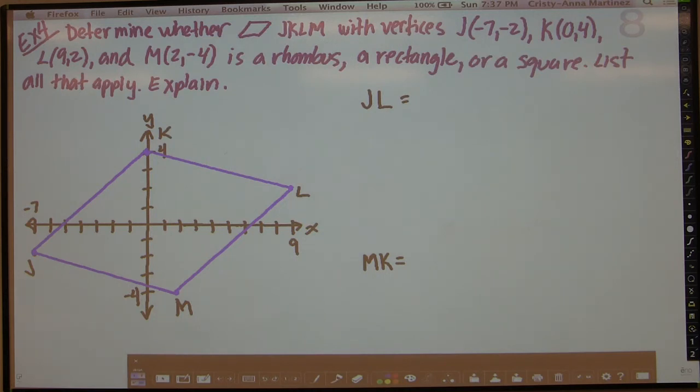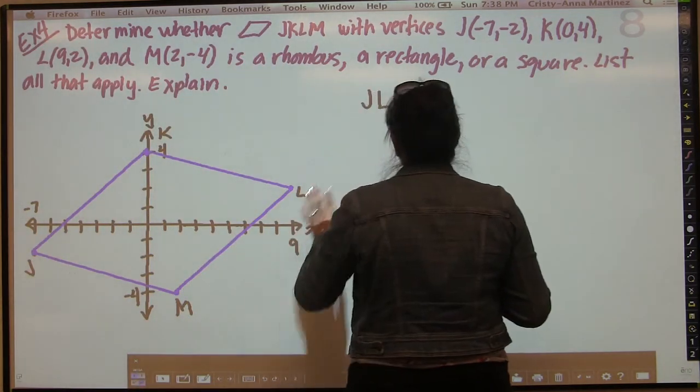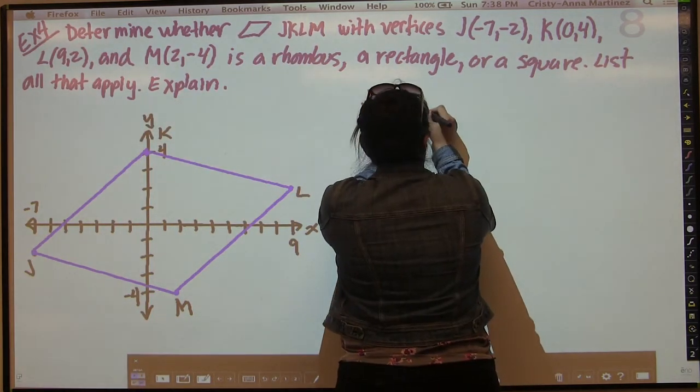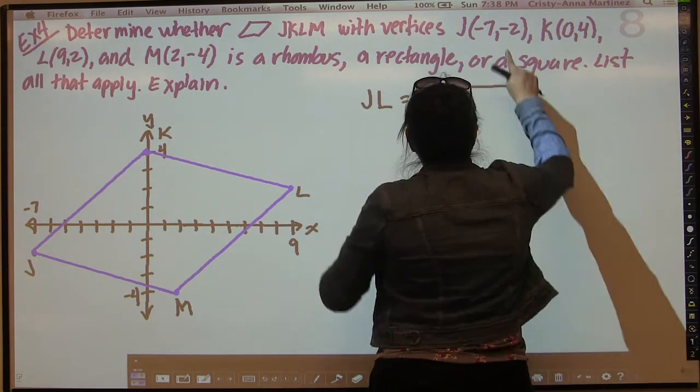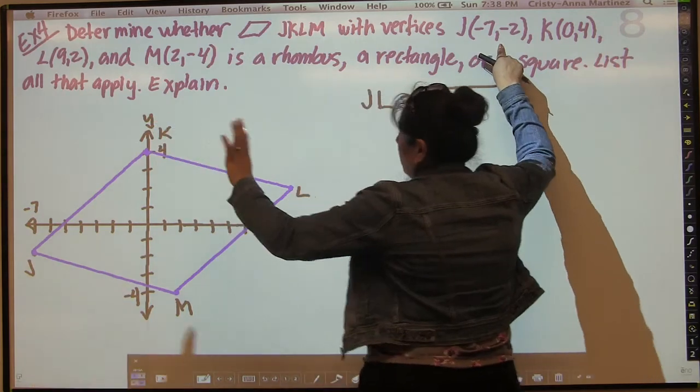Okay, so we have to figure out if the diagonals are congruent, and we have to figure out if the diagonals are perpendicular. So instead of doing all this extra work for all four sides, we really only have to consider the diagonal sides. I'm going to start with the distance formula for JL. With JL, here's J at (-7, -2), and L is (9, 2). Remember how we do that?